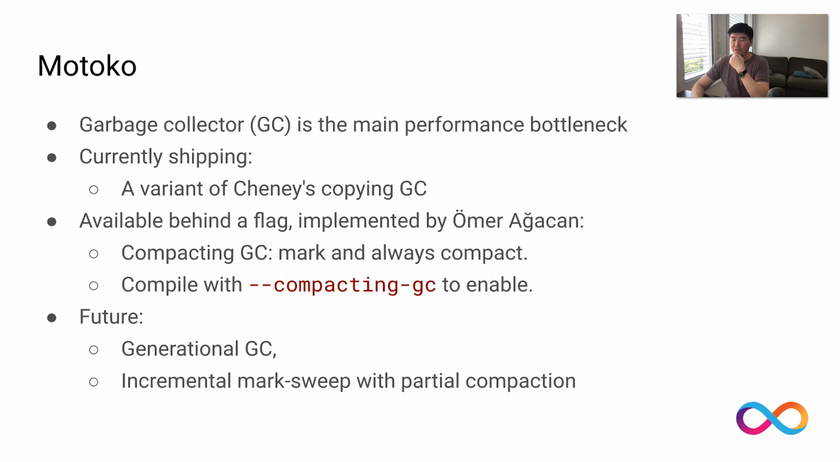This is another garbage collector, which is based on an algorithm that marks, finds all reachable objects, and then compacts them. It decreases the number of copies by a lot, but it still copies because it always compacts the heap. It is currently available behind a flag. If you compile your Motoko canister with the --compacting-gc flag, it will be enabled, and you'll be using that garbage collector. I think the Motoko team is planning to enable that by default. And in the future, there are more optimizations planned here.